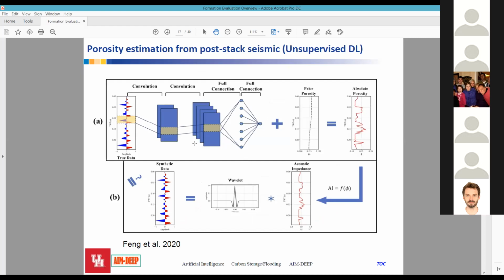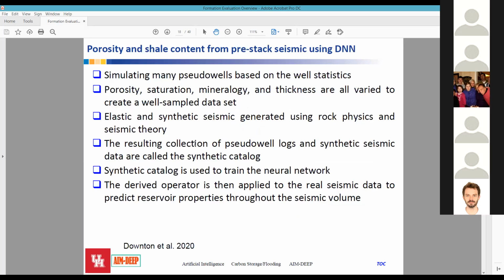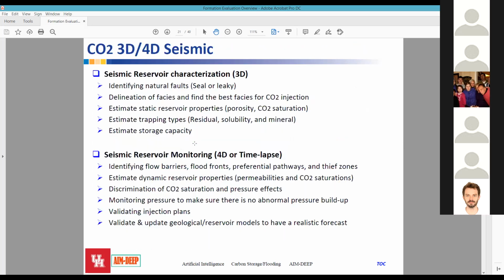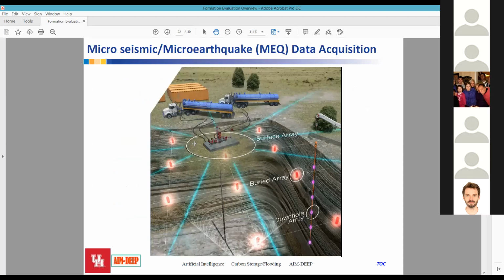Okay. So I have a couple more examples here about the seismic and how we can estimate the porosity and shale content from seismic. I'm going to pass them quickly and go to microseismic and some other geophysical measurements. I'm going to quickly touch on those and then go to the summary.